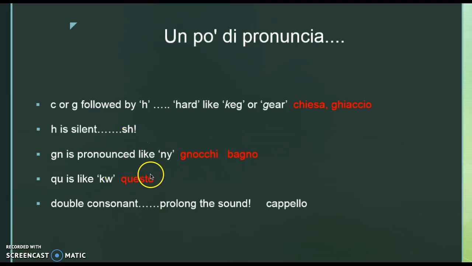GN is pronounced like nya, gnocchi, bagno. QU is like Q, questo. With a double consonant, you prolong the sound, so you lengthen the double consonant sound. Cappello.